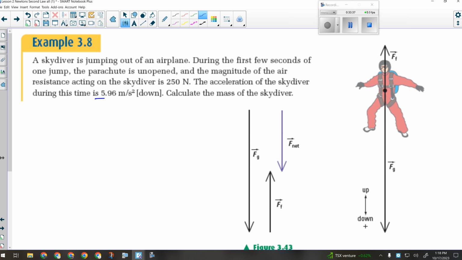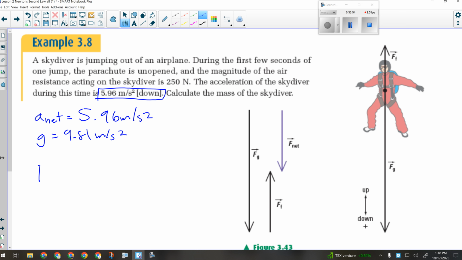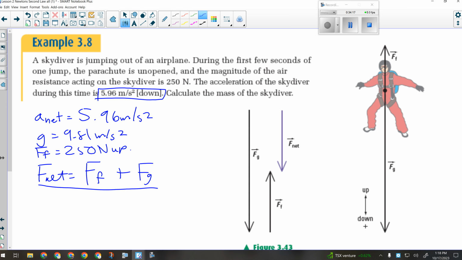Since we know that the acceleration of the person is 5.96 meters per second squared down, we know the net acceleration. We also know the acceleration due to gravity, and we know that the net force is the sum of the force of friction plus the force of gravity, and they also told us the force of friction was 250 newtons up. So these are the things that we know.